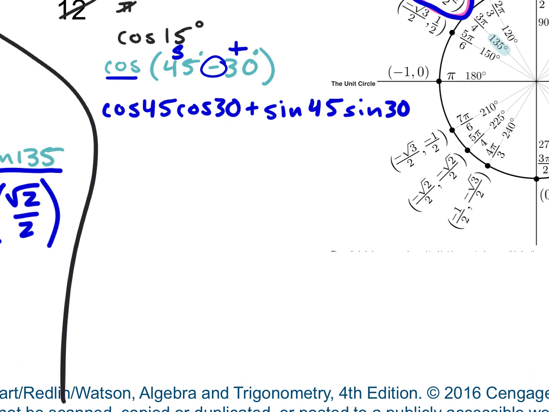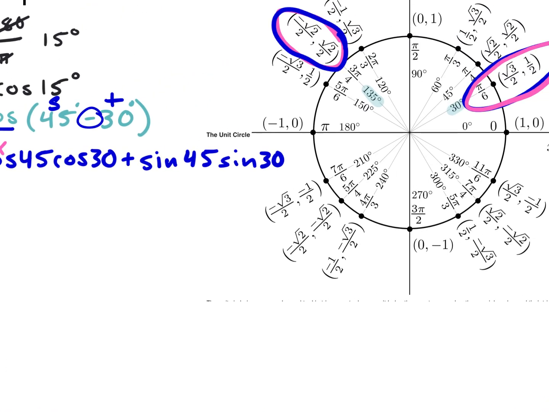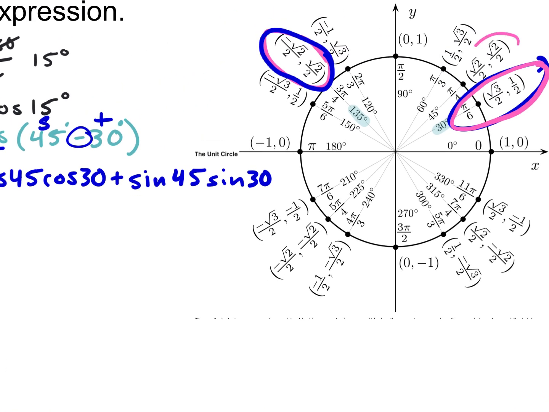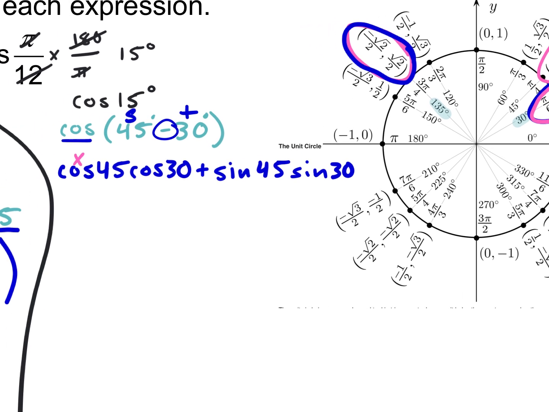Now let's find each one of these. Cosine tells us we look at what? The x or the y? The x. Awesome. So I'm going to go to 45 degrees. What's our x value at 45 degrees? Square root 2 over 2. So here we have square root 2 over 2.